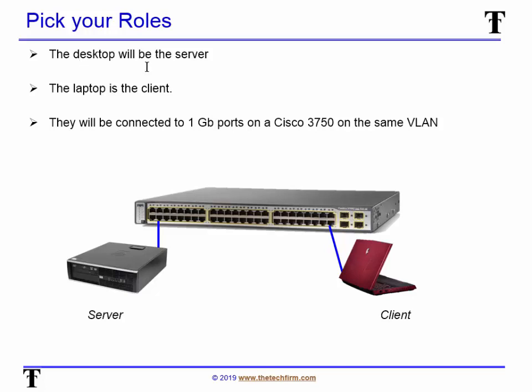The desktop is going to be my server. The laptop's going to be my client. They're connected to 1 gig ports on a Cisco 3750 and they're on the same VLAN. That's all we really need to know right now.